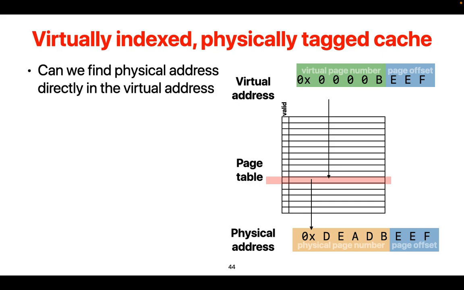We want to avoid the address translation when we access the L1 cache. And remember how we access the L1 cache. When you access the cache, what do you do? You get an address, you partition the address for what? The index. What do you use the index for?